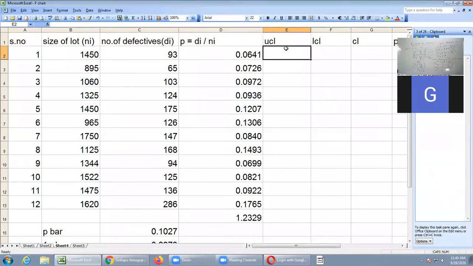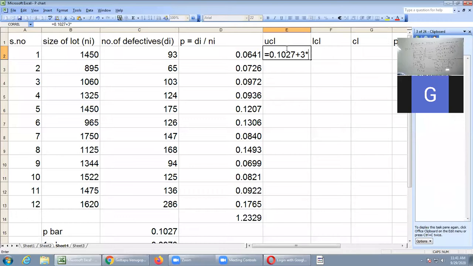I am writing the formula. Whenever you write a formula, press the equal to button. P bar is a constant, and constant means you have to type the value. What is that value? 0.1027. P bar plus 3 into 3 asterisk, into root over, what is the formula? Root over P bar into 1 minus P bar by Ni.